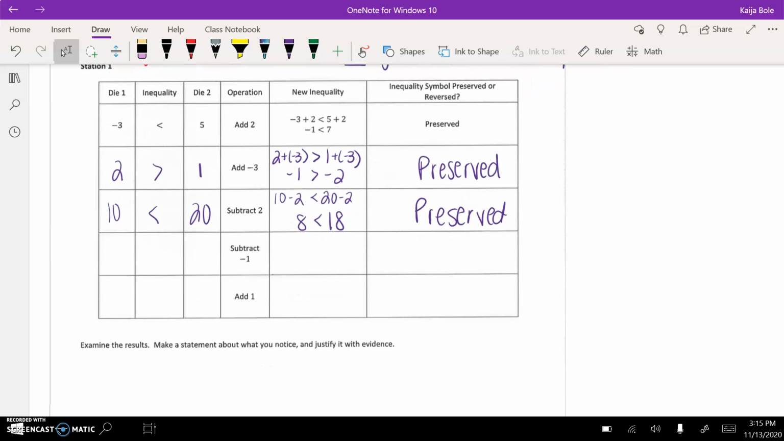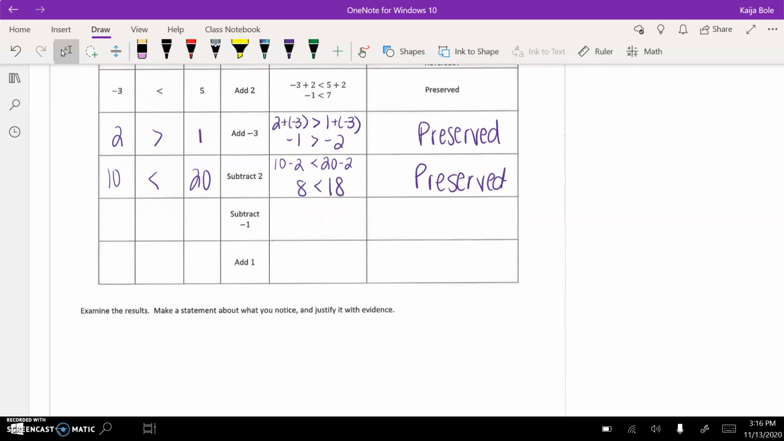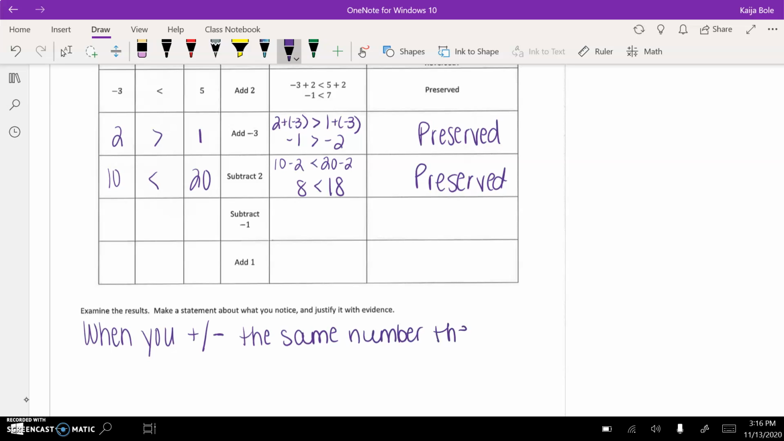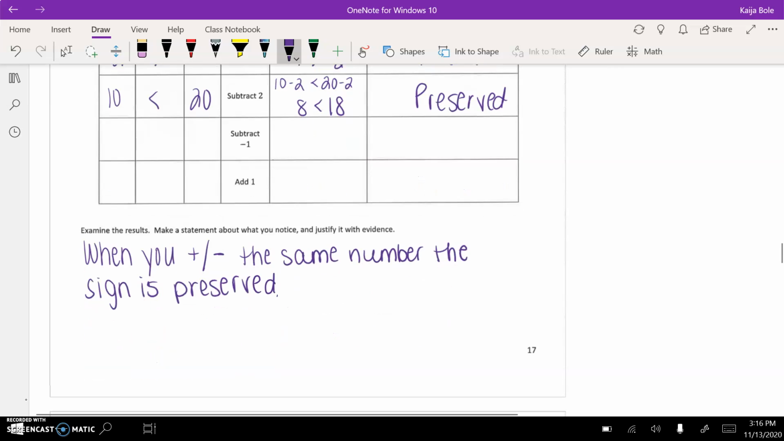It says examine the results and make a statement about what you notice. So I think when we look at this, we notice that when you add or subtract the same number to both sides, so I'm just going to put plus or minus the same number, the sign is preserved. Okay, and then you can go ahead and flip the page.